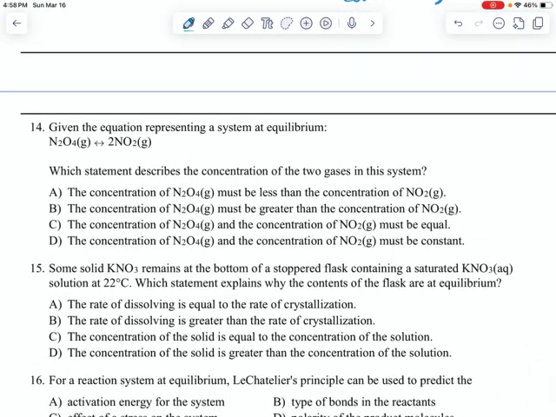14 is another one. We're at equilibrium. We have this. What's happening with the concentrations? Concentrations stay constant. So, close reading: less than, greater than, no. Equal, no, that's the rates that are equal. Concentrations are constant.